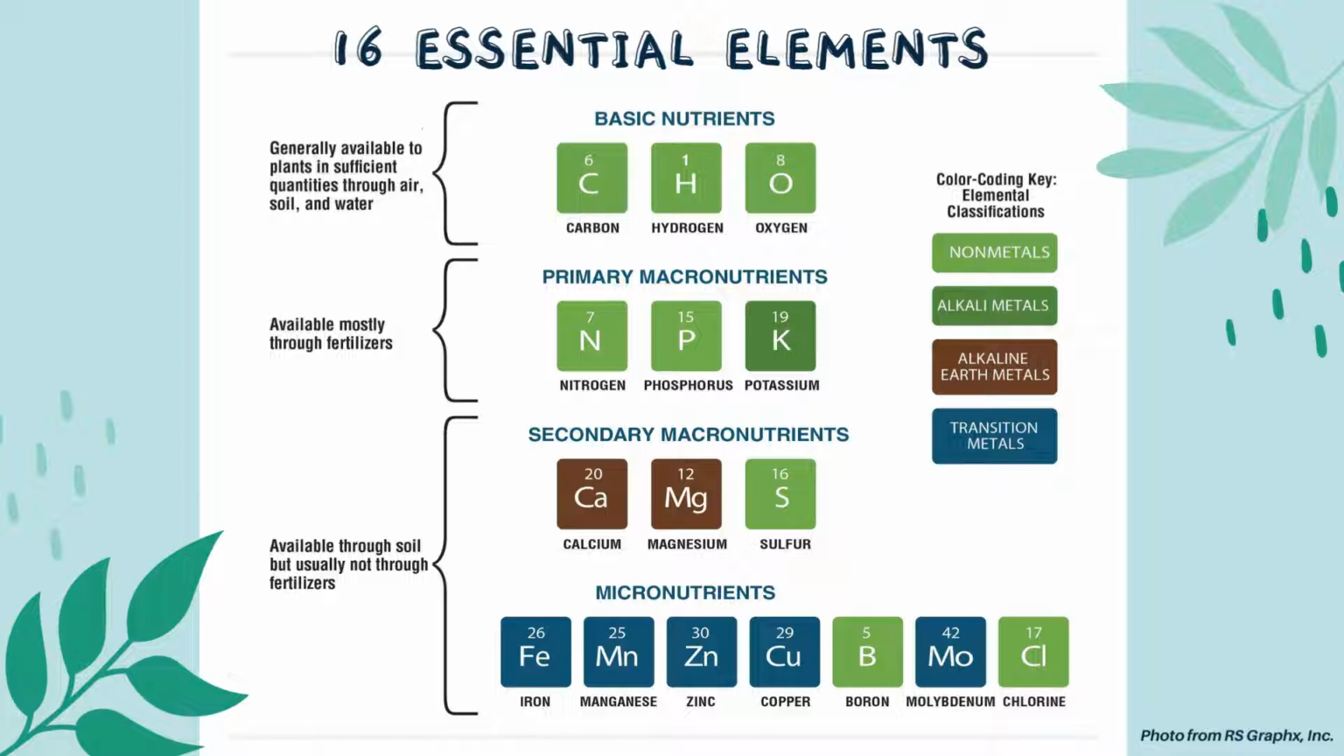Secondary macronutrients are usually needed in moderate amounts compared to the primary essential macronutrients. These are calcium, magnesium, and sulfur. Micronutrients are required in tiny amounts compared to primary or secondary macronutrients. Micronutrients are iron, manganese, zinc, copper, boron, molybdenum, and chlorine. Along with secondary macronutrients, these are available through soil but usually not through fertilizers.